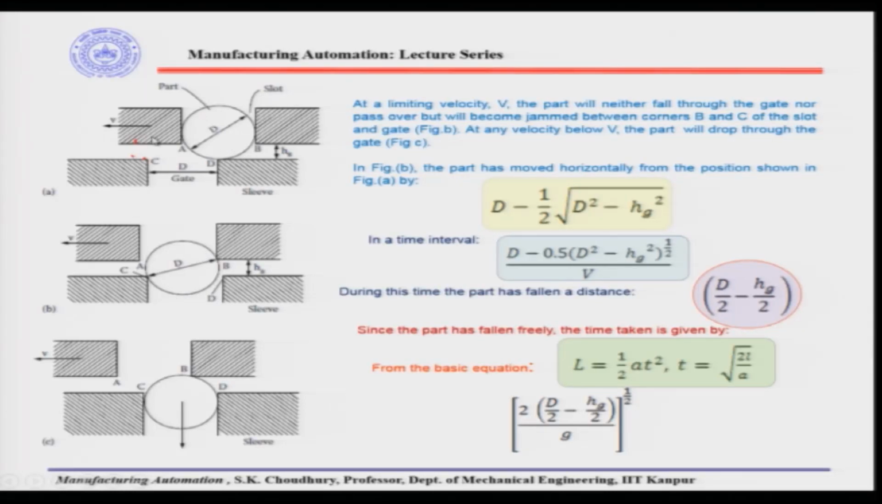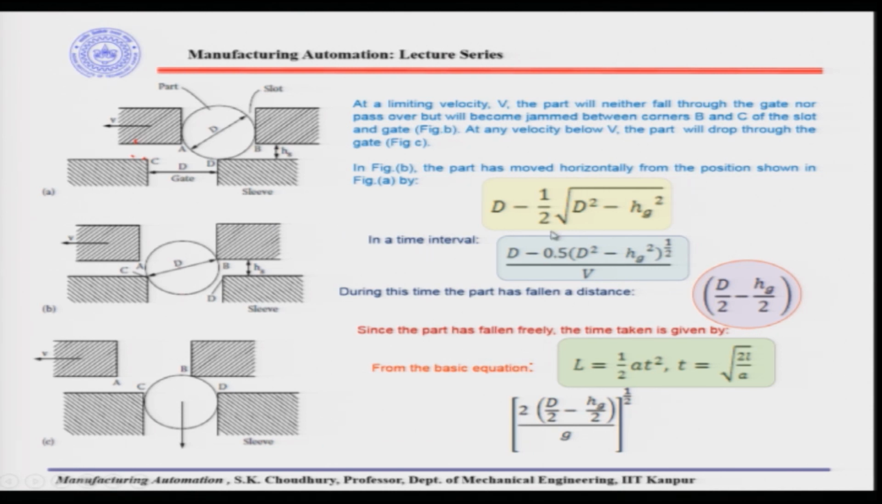The part is moving horizontally because of the velocity that the inner rotary disc has, and this distance moved horizontally can be given as d by 2. We can figure out this d by 2 from the geometry: this square is equal to this square minus hg square, where hg is the gap between the inner sleeve and the outer sleeve.